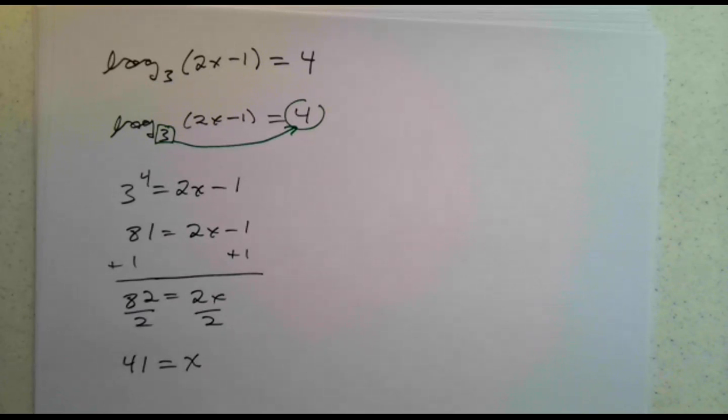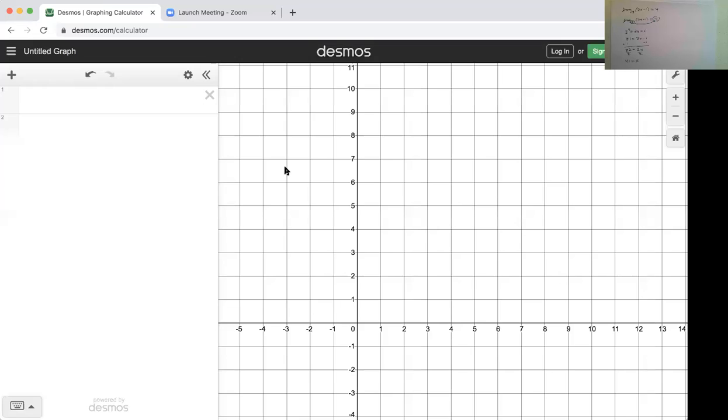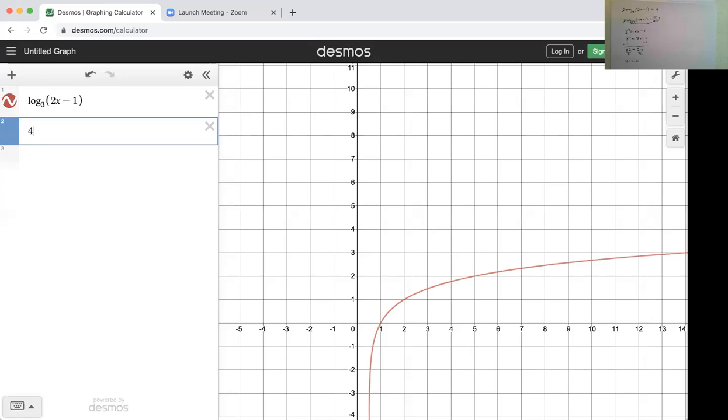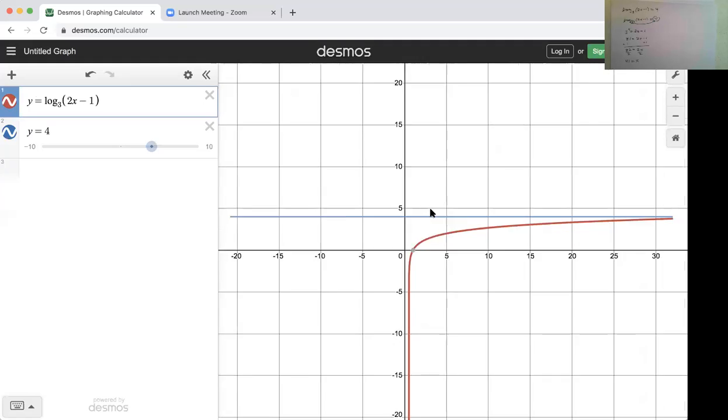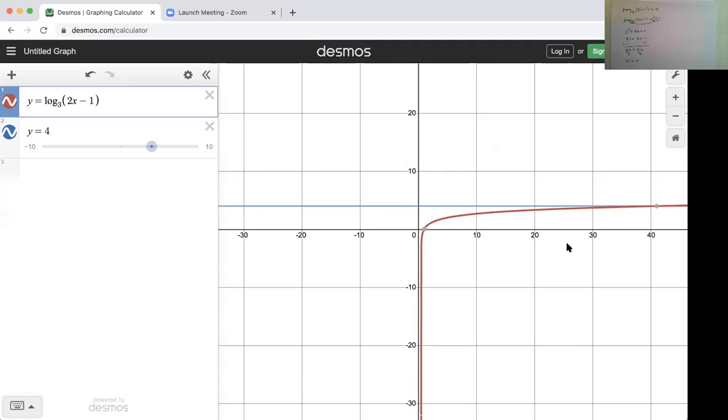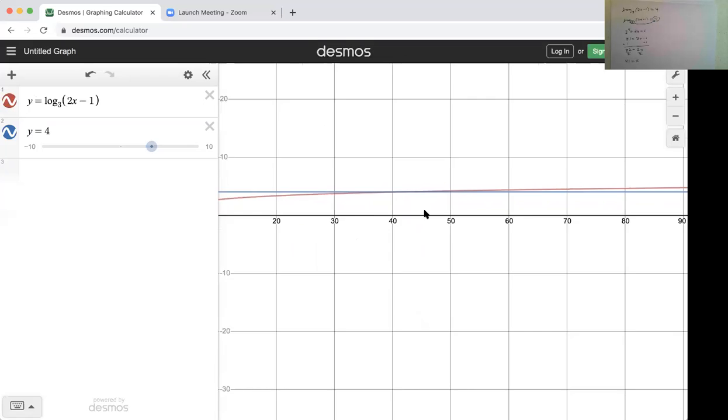So I'm going to graph both of these things on Desmos. Log base 3 of 2x minus 1: shift underline for log base 3, parentheses, of 2x minus 1. Where does that equal 4? So y equals that, y equals that. When are they the same? Well, we think the answer is 41, so we better take a look around 41.